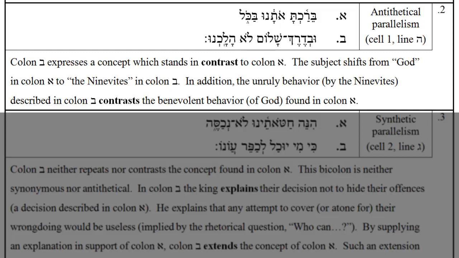Can you sense the way in which colon Beit expresses a concept which stands in contrast, that is antithetical, to colon Aleph? For one, the subject in colon Aleph is God, while the subject in colon Beit is the Ninevites. Further, the kind of behavior that is exhibited by the two operators, God and the Ninevites, stands in polar opposition. The Ninevites respond in an unruly fashion, while God has responded with great benevolence. This illustrates antithetical parallelism.